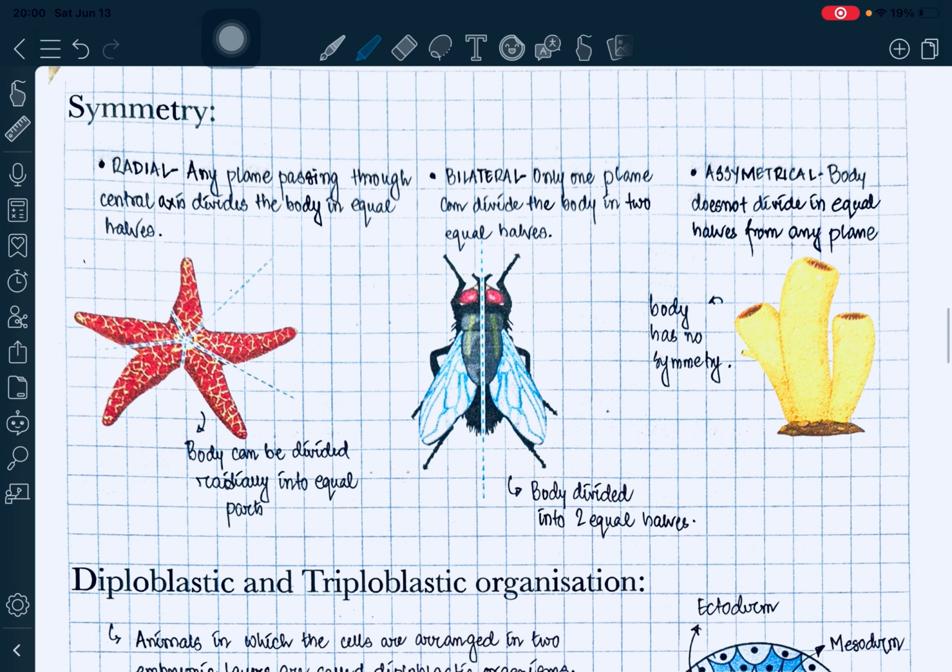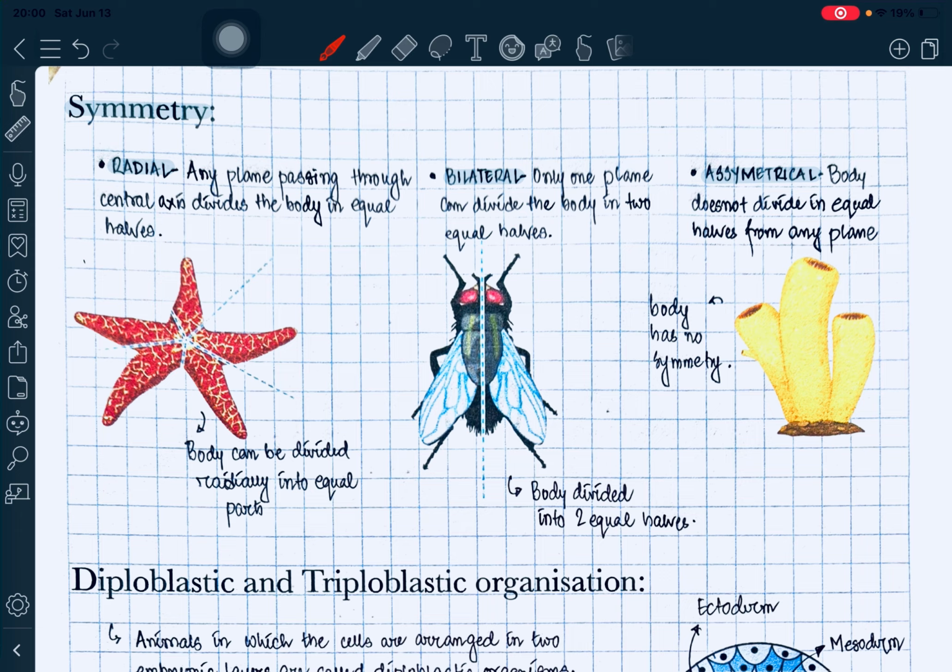Now the next concept that we have to keep in our mind while studying about this whole animal kingdom is about the symmetry of the organism. So some organisms will show radial symmetry, some organisms will show bilateral symmetry, and some organisms will be asymmetrical in nature. What is the meaning of this?